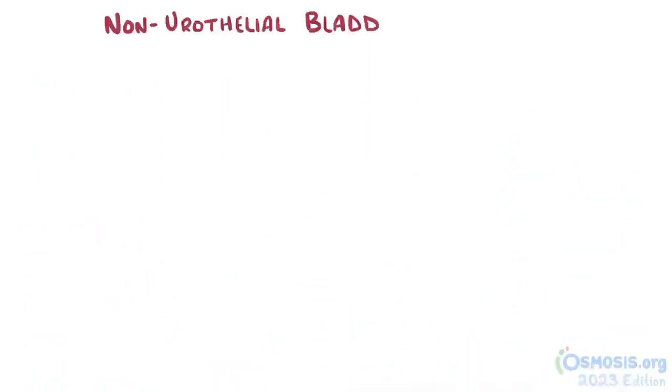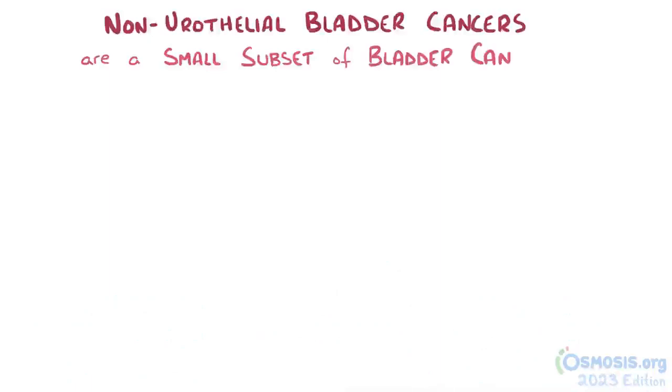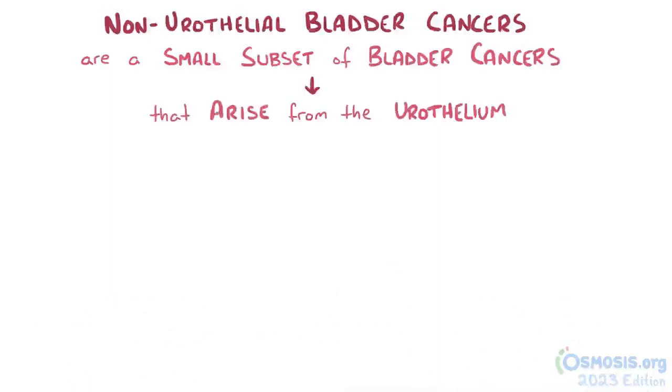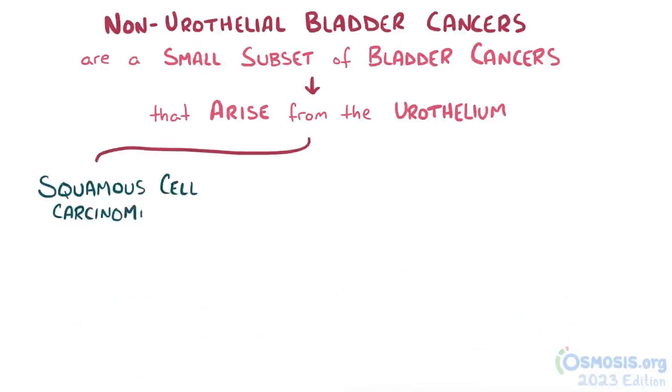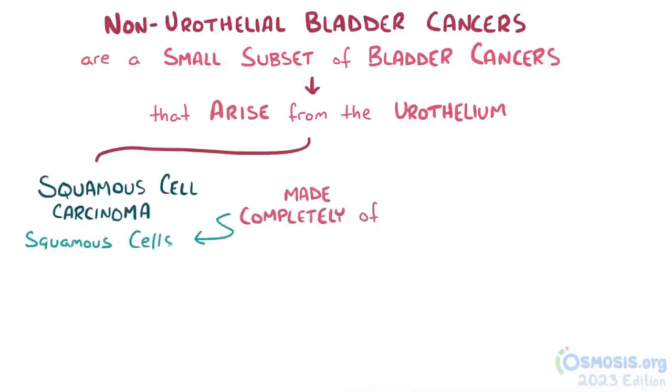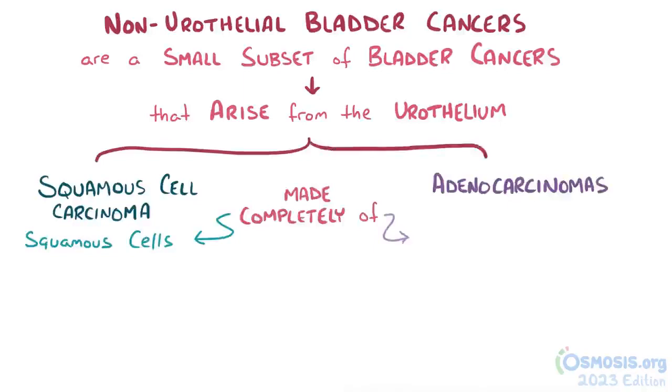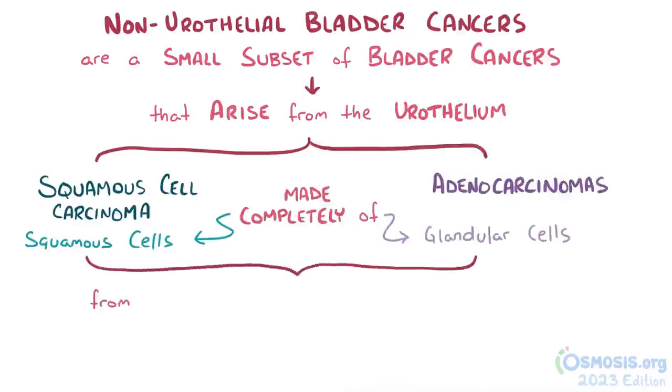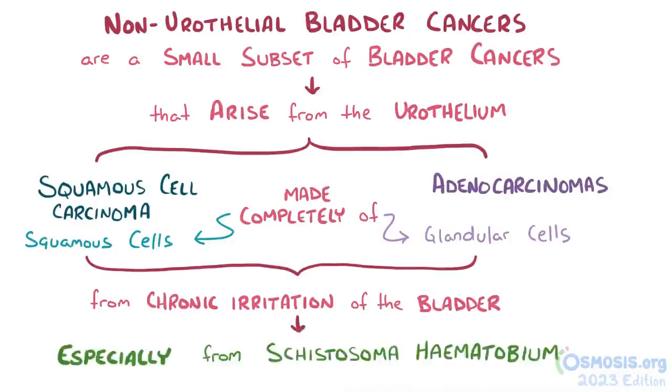Alright, as a quick recap, non-urothelial bladder cancers are a small subset of bladder cancers that confusingly often arise from the urothelium. Squamous cell carcinomas are made completely of squamous cells, while adenocarcinomas are composed completely of glandular cells. These cancers often arise due to chronic inflammation of the bladder, especially from schistosoma hematobium infection.